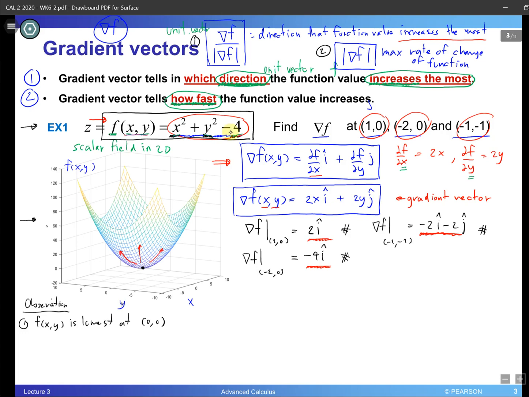Number 2, function value increases as you move from the origin. Okay, so once you go away from the origin, the function value is going to rise up. Now, the next thing we are going to do is to draw the level curves of this surface.